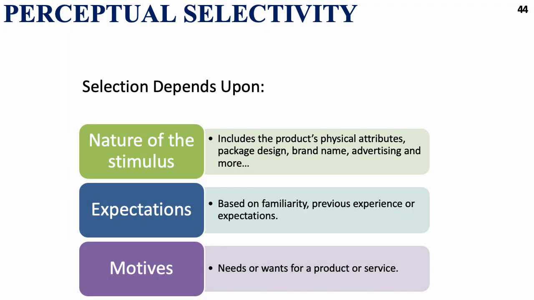So, when we talk about perceptual selectivity, how do we decide subconsciously what we're going to pay attention to? It depends on three factors. One, the nature of the stimulus, so its physical attributes, package design, brand name, and so on. Two, our expectations, based on familiarity, past experience, or what we expect to see and be exposed to. And three, our motives, so whether or not we have needs or wants for a particular object or service offering.